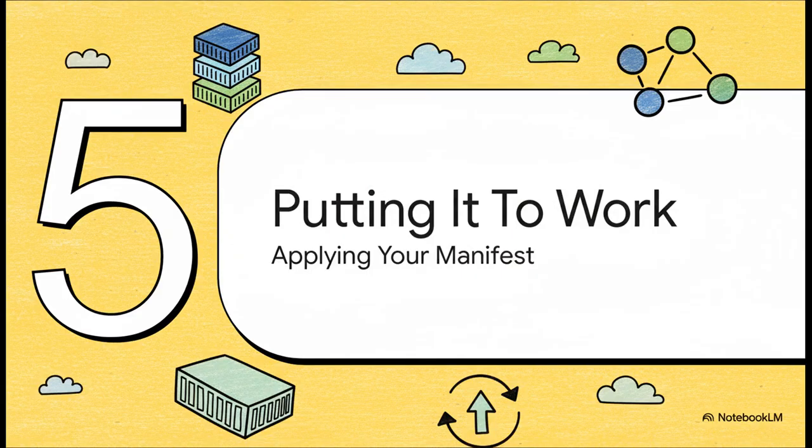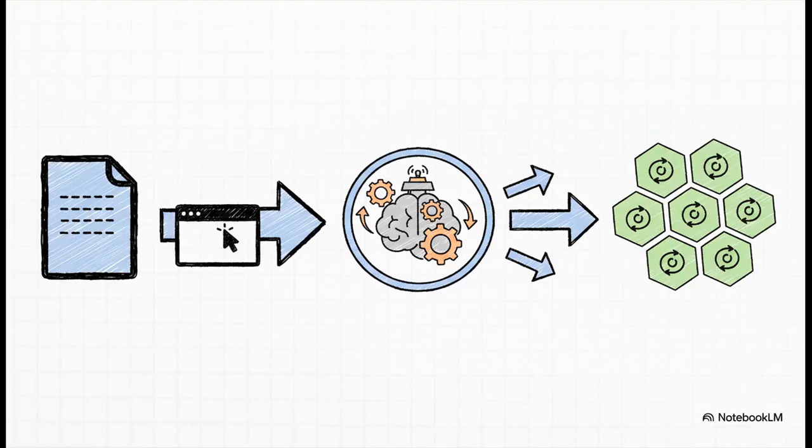All right, so we've written our manifest. Now what? Let's see how we actually get this from a text file into a real running application on the cluster. You know, it's actually incredibly simple. It's just one command, kubectl apply. You use the -f flag to say, hey, I've got a file for you, point it to your manifest, and hit enter. That's it. Kubernetes takes it from there and gets to work making your intent a reality.